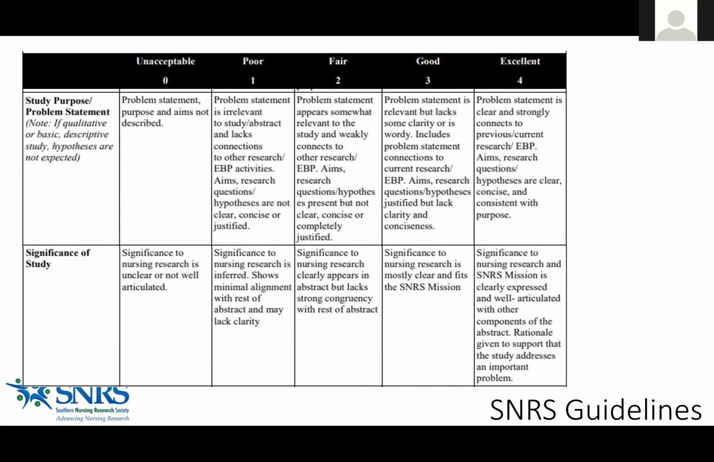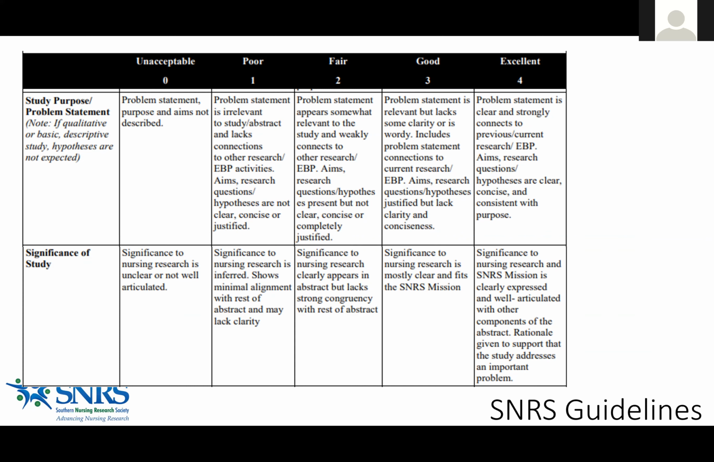So when we review abstracts, we really look at the study purpose and problem statement, and then the overall congruency with the background, the problem statement, to show how significant the study is. So what we want to find is a problem statement that is clear, that strongly connects to previous research or evidence-based practice that's been established. And then the aims, the research question, the purpose should be clear, concise, and consistent with the overall study purpose.